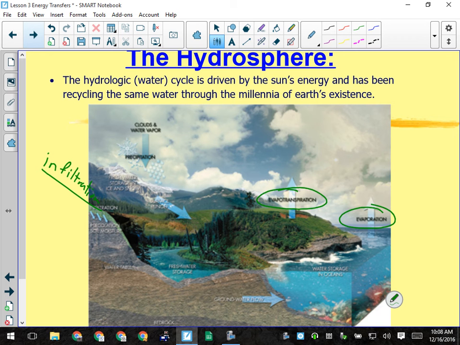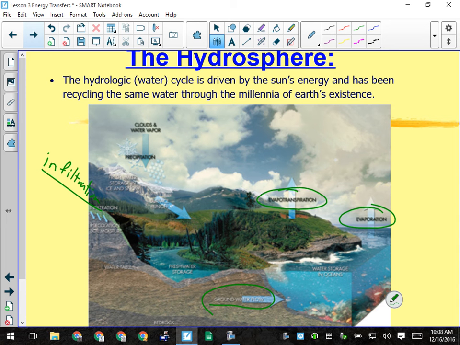The process is similar to how you make coffee. You pour water through the coffee grounds and it goes through the spaces essentially in between. That water can go very deep into the Earth's crust, and what we call that is underground storage. So we call it water storage, but it's underground or groundwater storage.